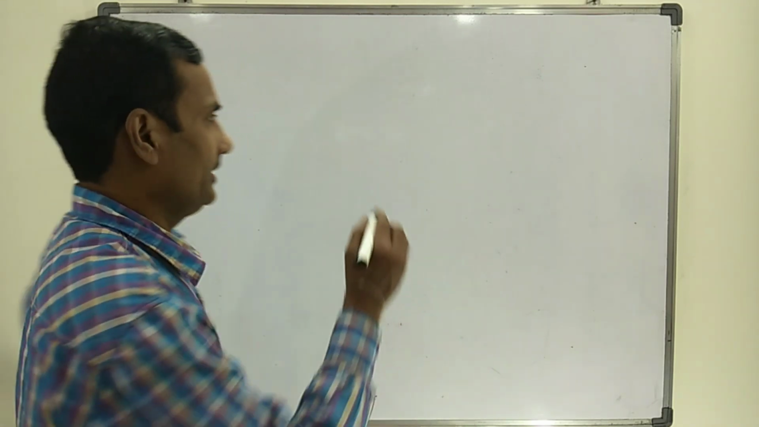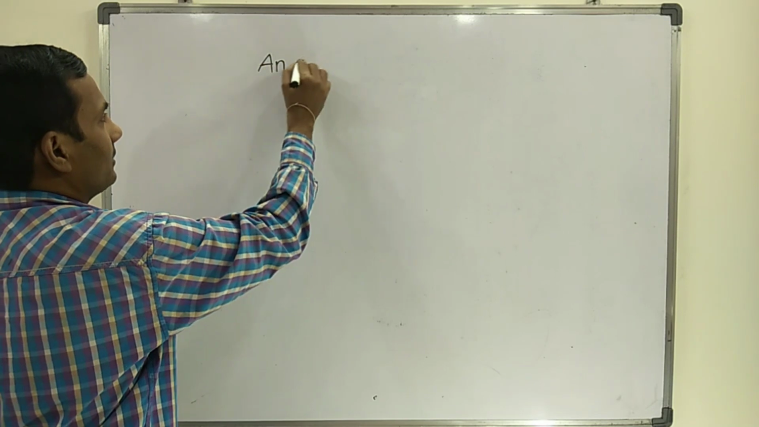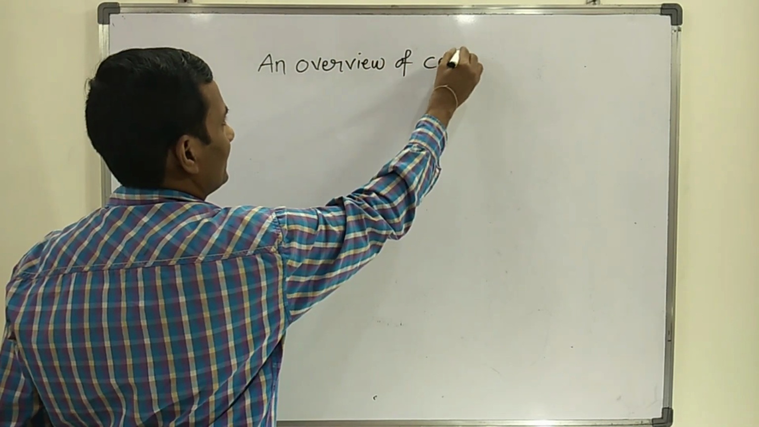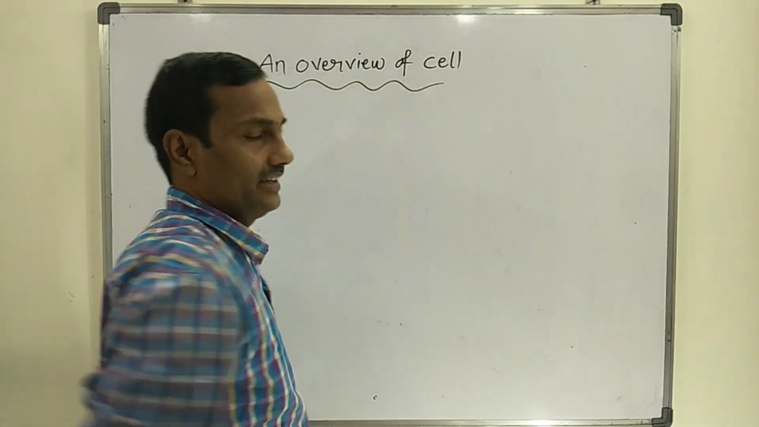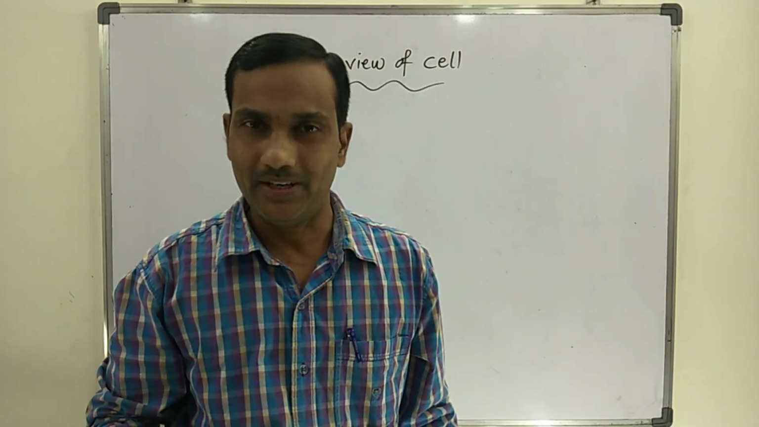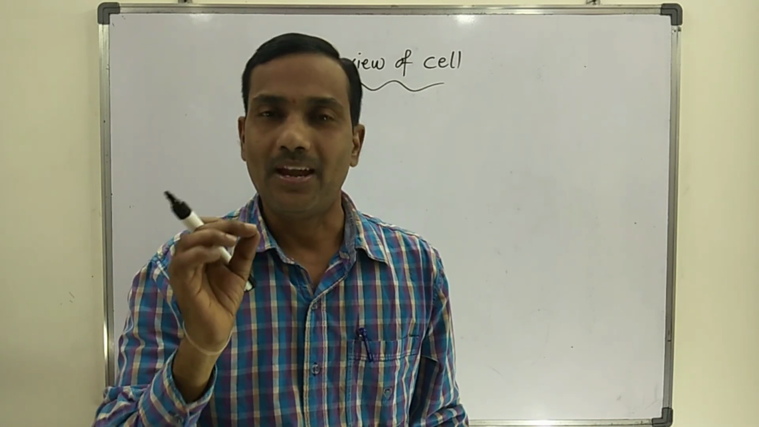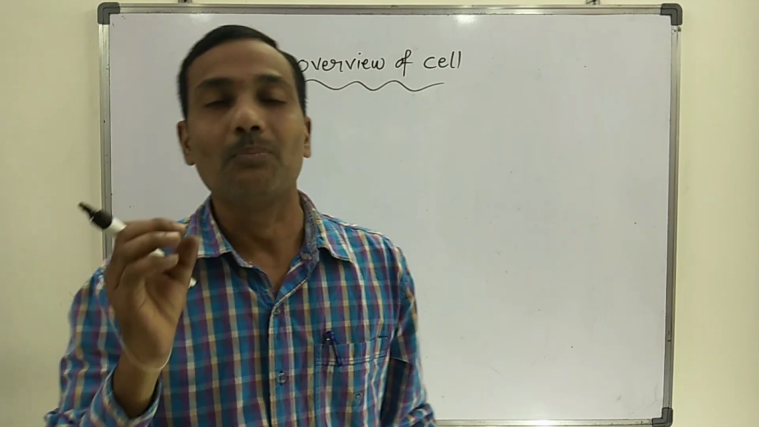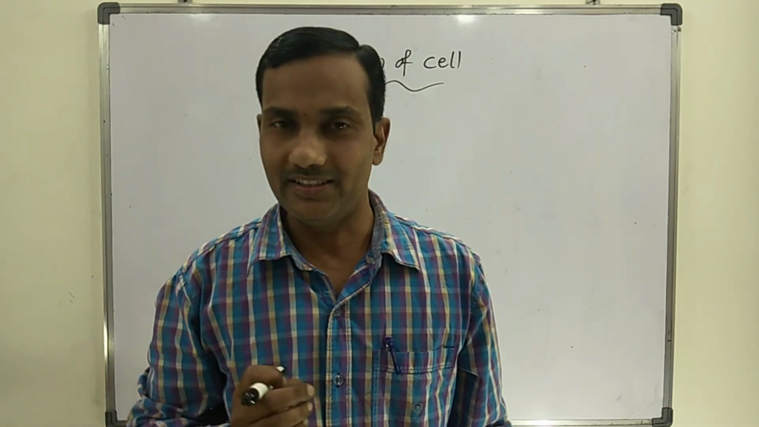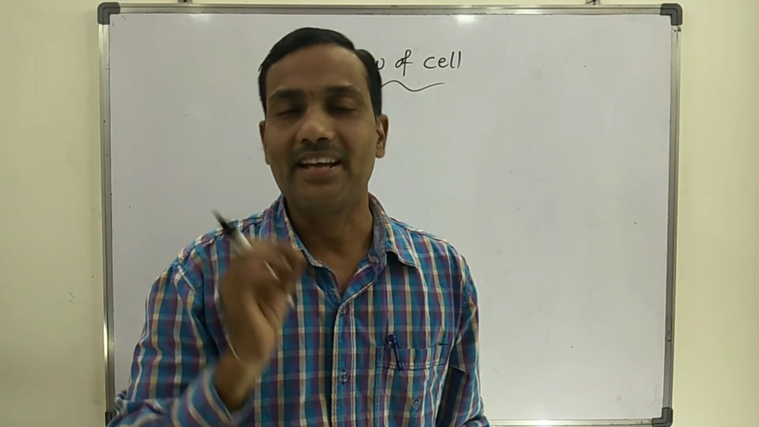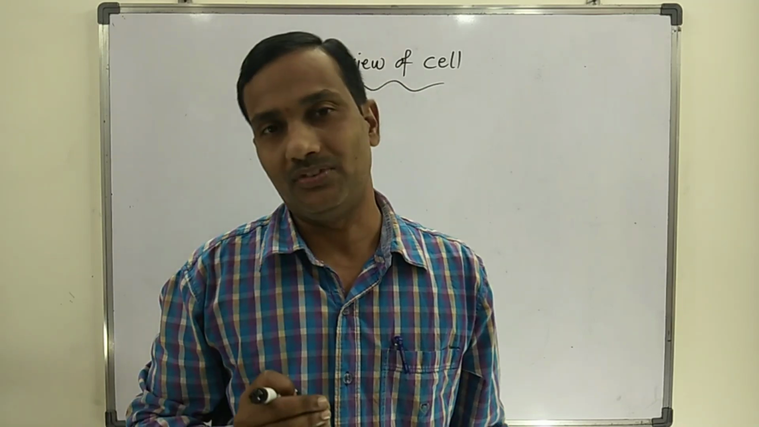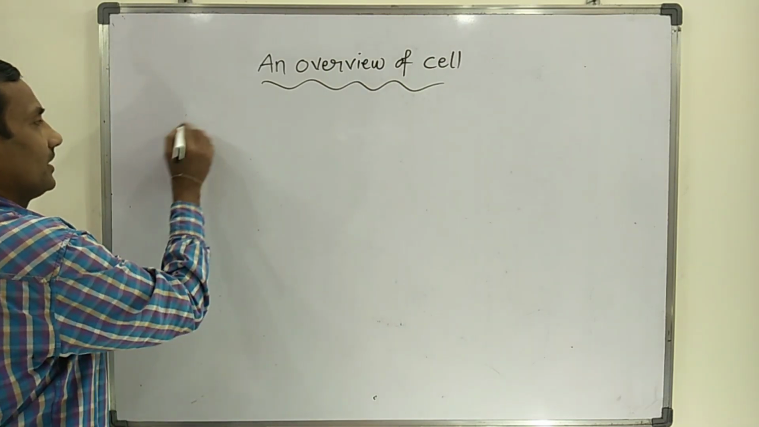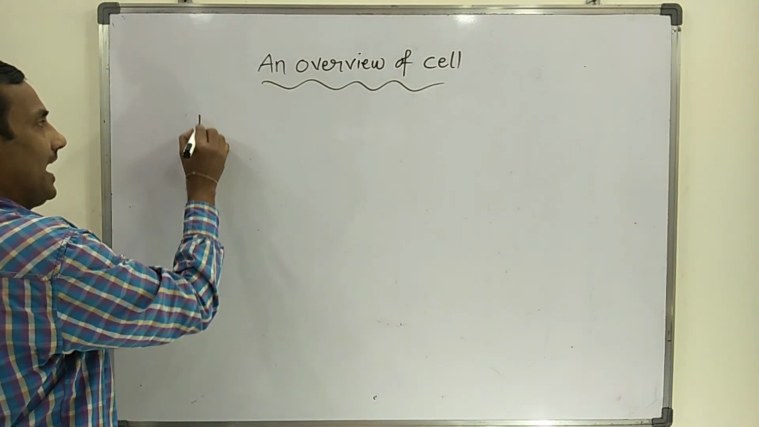Now I am going to explain a topic, an overview of cell. In this topic, I am going to explain plant and animal cell differences, as well as prokaryotic and eukaryotic cell differences, and the size and different shapes of the cells. First, let me explain a best example for plant cells.